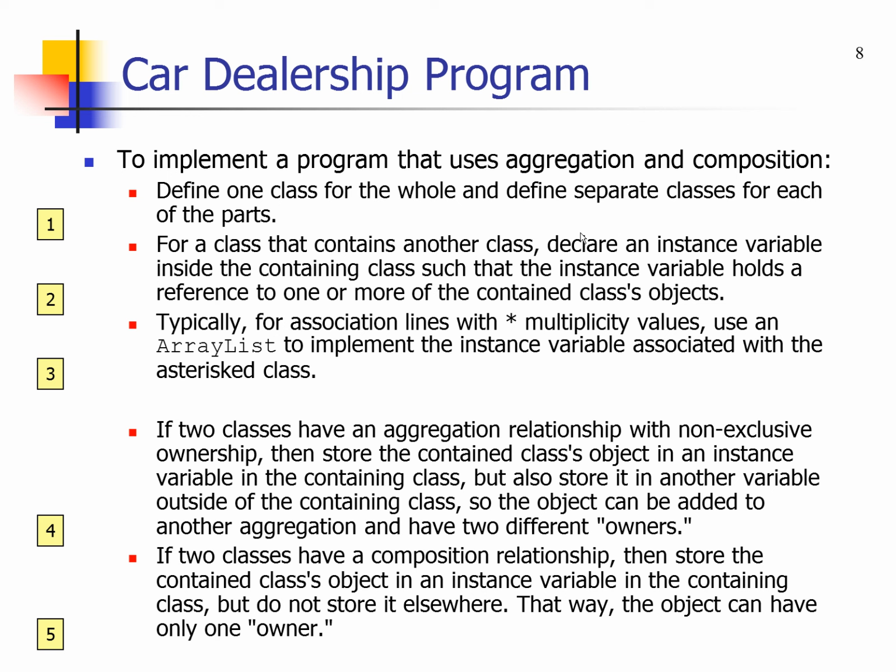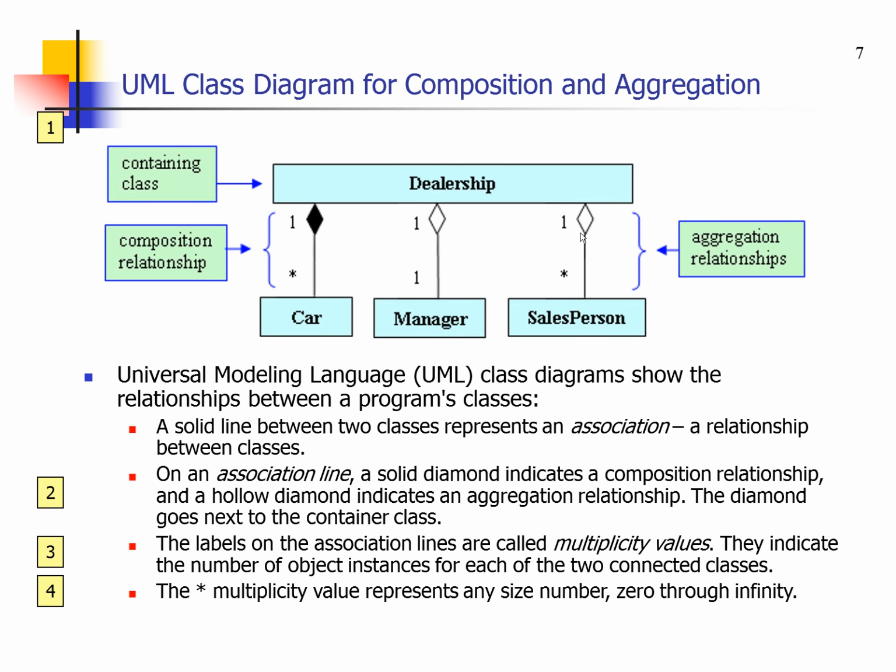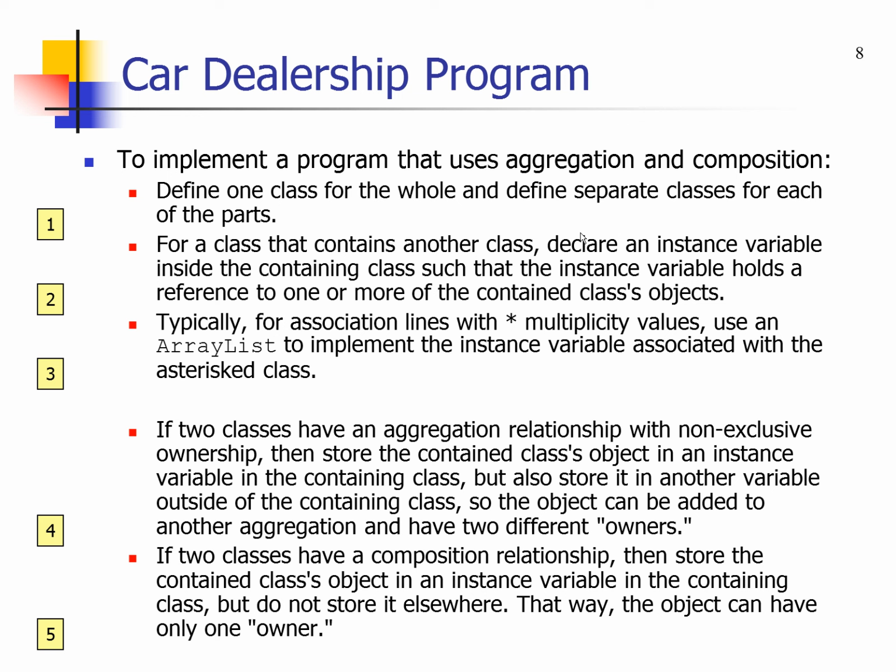So if we were making a dealership program, would we have the dealership as a multi-thousand line program? No, we would want to have the dealership, then we want to have the manager, then we want to have the car, separate components that are, like I said, separate from each other. And just like we saw in the picture here, the car, the manager, the salesperson, all those are separate. So it's typical for associations with multiplicity values. The asterisk, we talked about that already. That's one to many.